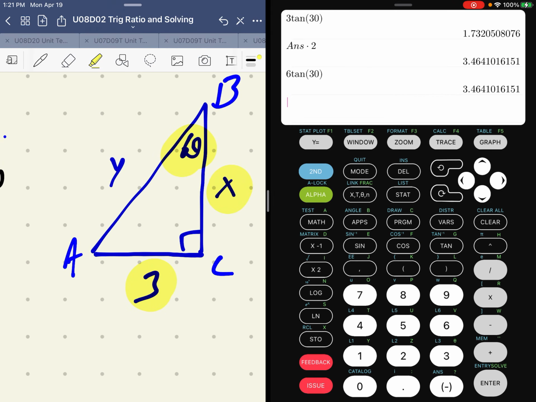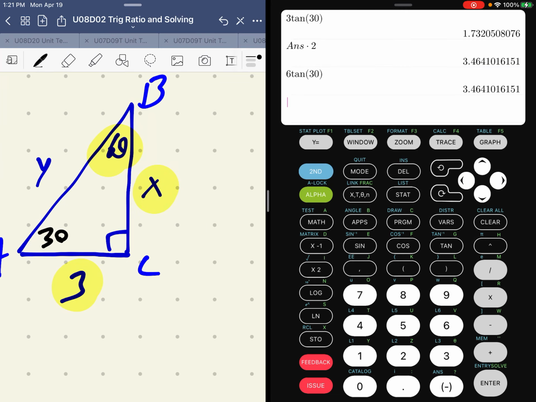You can also find it using the other angle. It doesn't matter which angle you use. If this angle was 30, then by the triangle sum theorem, the other angle would have had to have been 60. So let's say we wanted to use the 60-degree angle instead. So we're going to be using angle B.